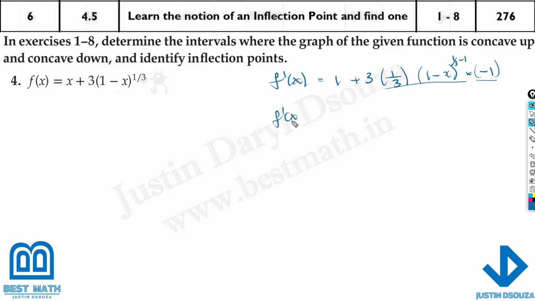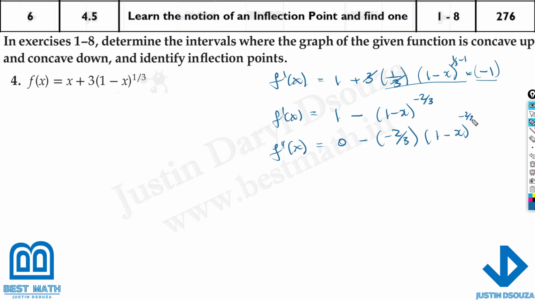Now the first derivative is equal to 1 plus this, 3 and 3 cancel off. I should have removed the plus. Why? Because it's going to be minus, right? There's minus 1 here. So it's going to be minus 1 minus x. What is 1/3 minus 1? It will be negative 2/3. You can just use your calculator for that. This is the first derivative. Now let's do the second derivative. When we do the second derivative, it's going to be 0 minus, and we'll have minus 2/3, 1 minus x. Now minus 2/3 minus 1.